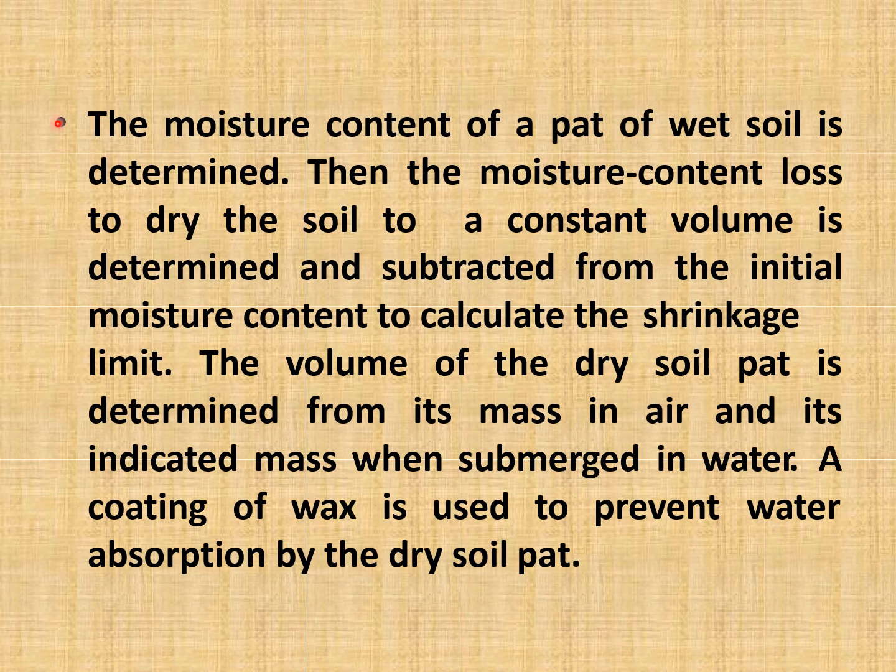The moisture content of a pat of wet soil is determined. Then the moisture content lost to dry the soil to a constant volume is determined and subtracted from the initial moisture content to calculate the shrinkage limit. The volume of the dry soil pat is determined from its mass in air and its indicated mass when submerged in water. A coating of wax is used to prevent water absorption by the dry soil pat.